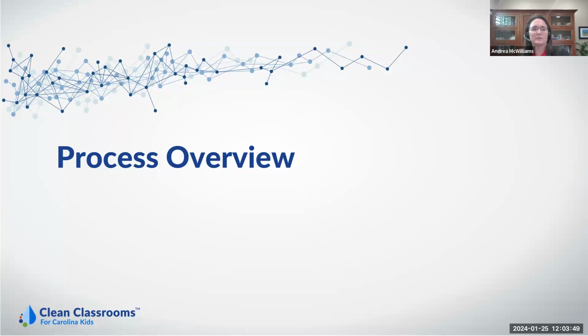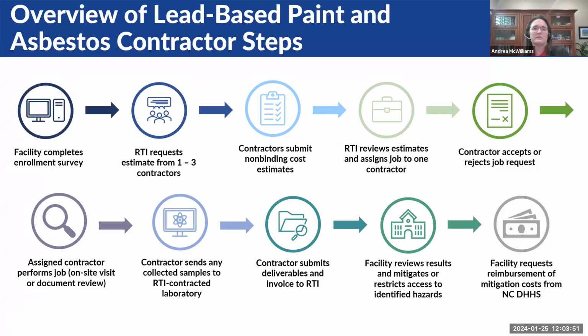So process overview. We're going to pick this up after a facility has completed enrollment. So we've received their survey, we've reviewed their survey, and we have determined that we need to do a job request for either an on-site visit or a document review. So we'll send out a non-binding cost estimate. You'll submit that back to us. We'll review it, and then we'll sign a job to one contractor.